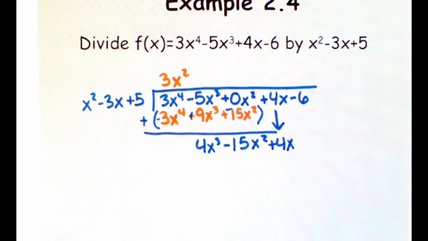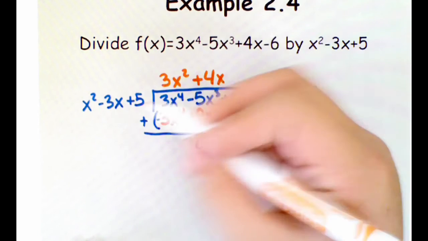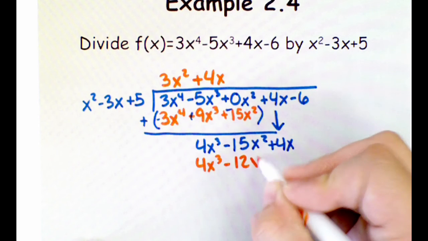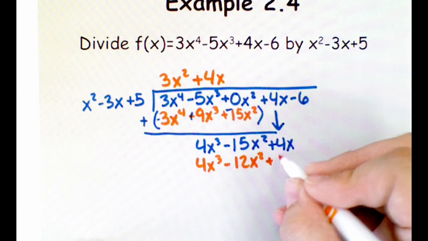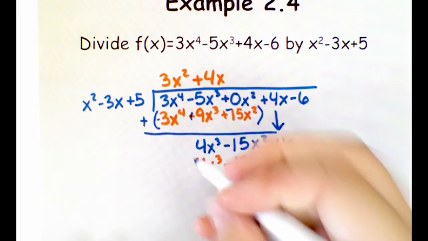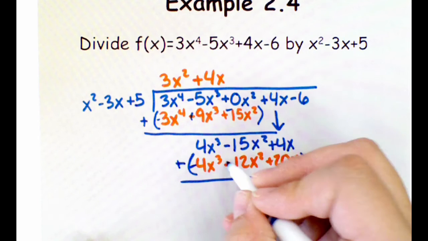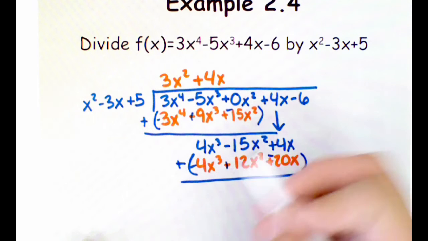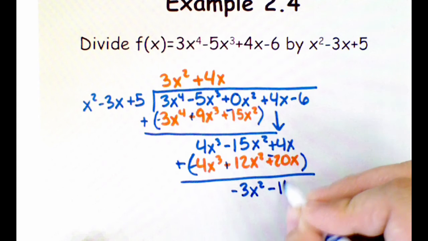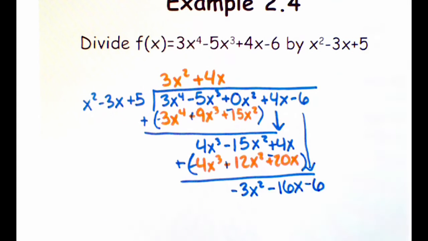X squared times what makes 4x cubed? Positive 4x. Distribute that 4x through. I get 4x cubed minus 12x squared plus 20x. Subtract as always. Distributing, I have a 0. I have negative 3x squared minus 16x, and bring down my minus 6.